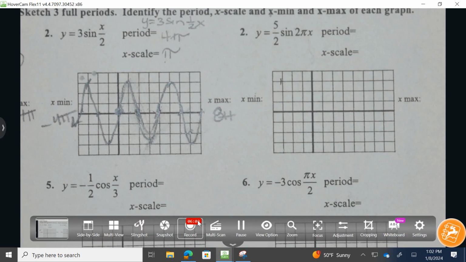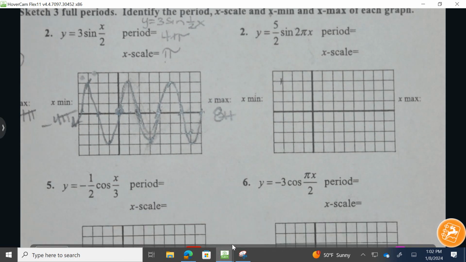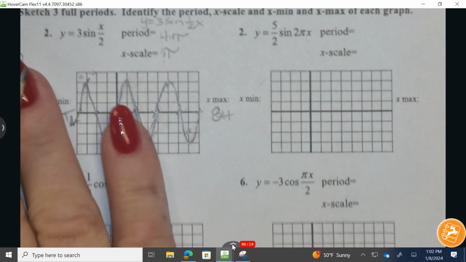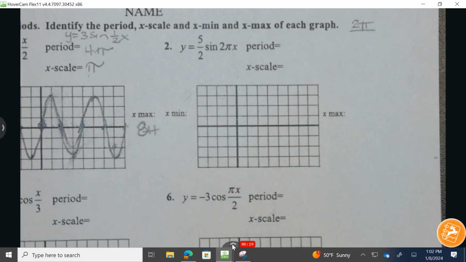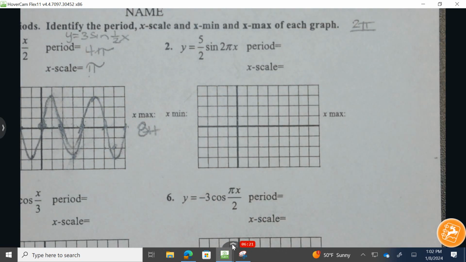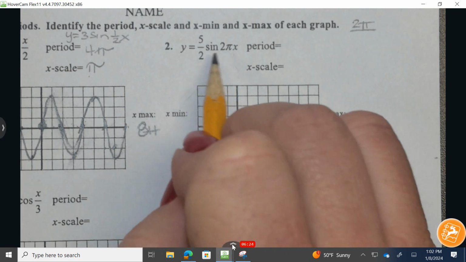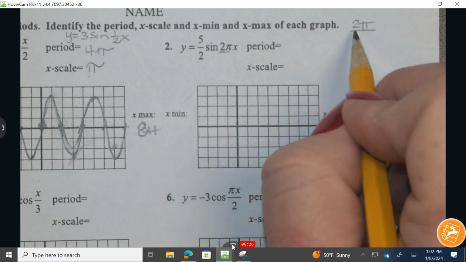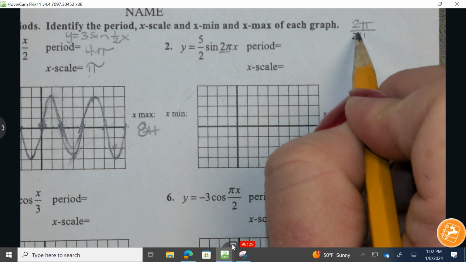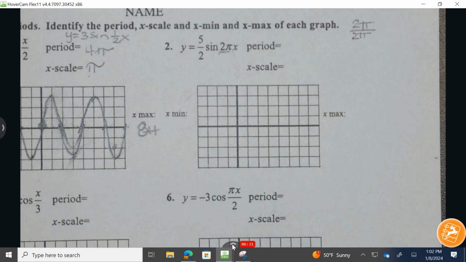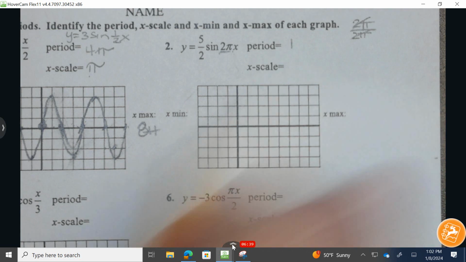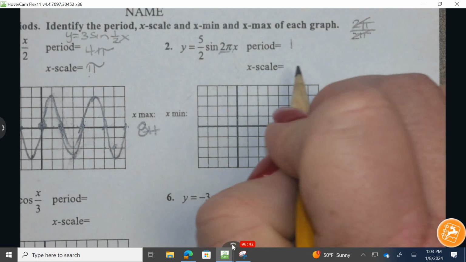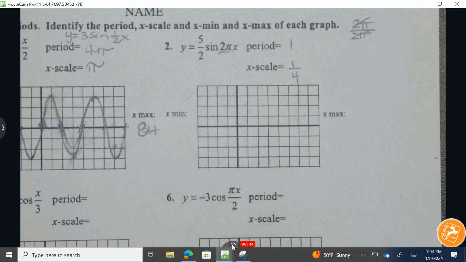Let's look at number 3. Let's start by first identifying the period length. So I'm going to take 2 pi. We always start with 2 pi for sine and cosine and the reciprocals, and we do pi for tangent and reciprocal. So 2 pi divided by whatever's in front of the x, which is 2 pi again. Well, 2 pi divided by 2 pi is going to reduce down just to a value of 1. And then I take the period length, always divided by 4 for sine and cosine, to get a scale factor of 1/4.